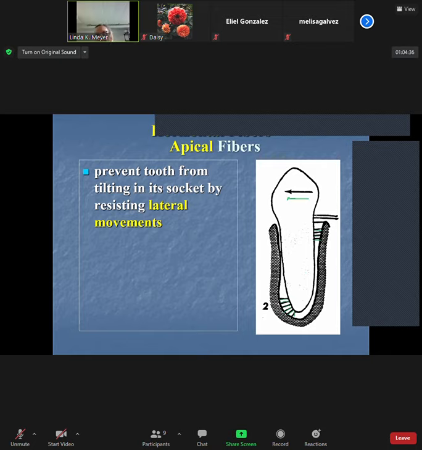And then, the adjacent tooth isn't shown, but what are these fibers that also resist the lateral or tilting forces right up here? What are these fibers? Hannah?